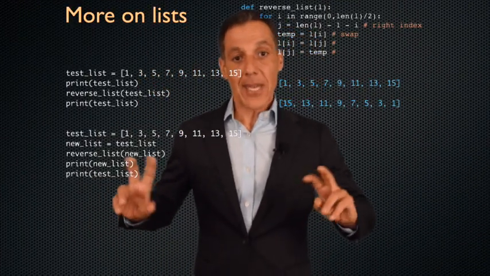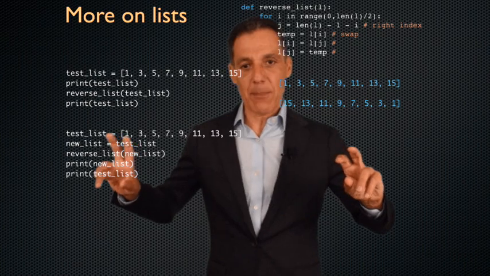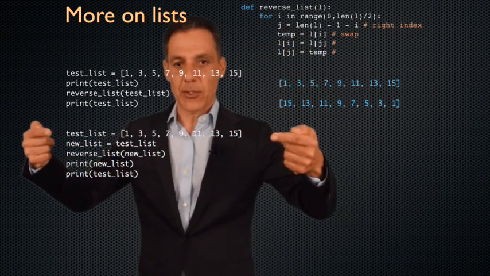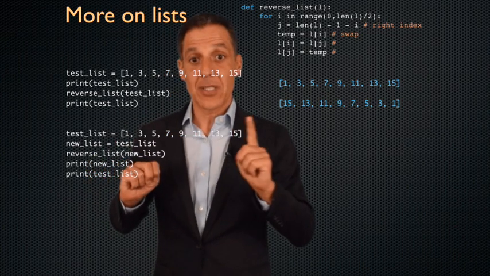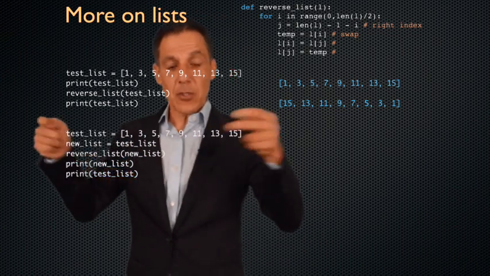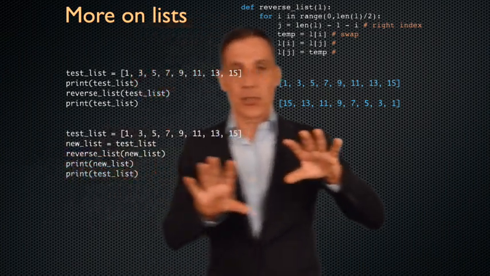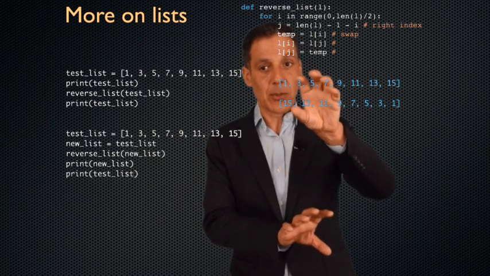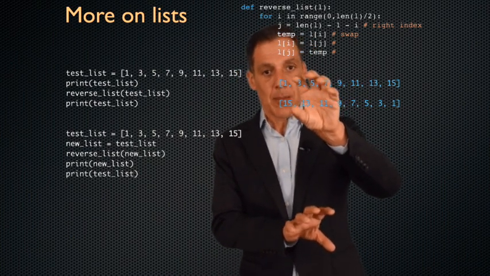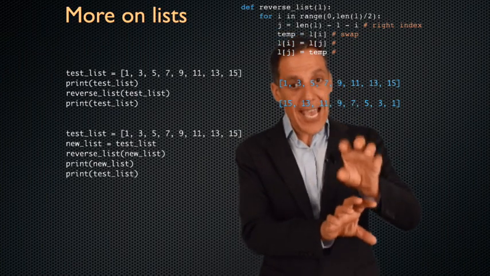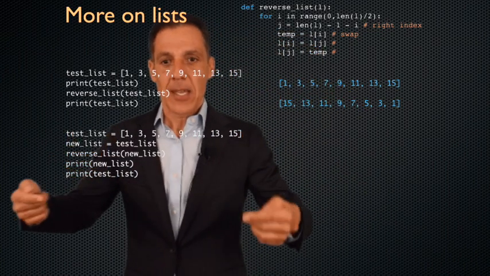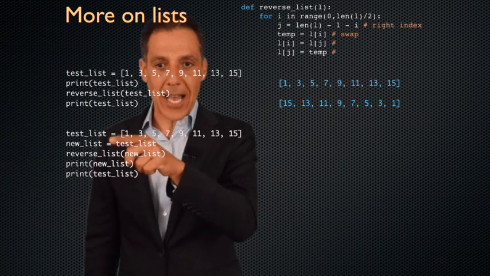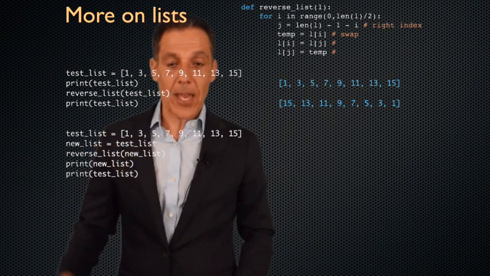All right, so now let's see what happens when I do this. Okay, here's my test list, same as before. New list is equal to test list. All right, now at this point we know what happens. There are 2 variables, they're distinct variables, test list and new list, but they both store the address of that list right there. Okay? Now, call reverse please on new list and then print new list.